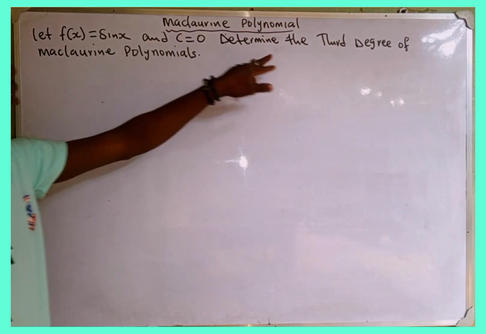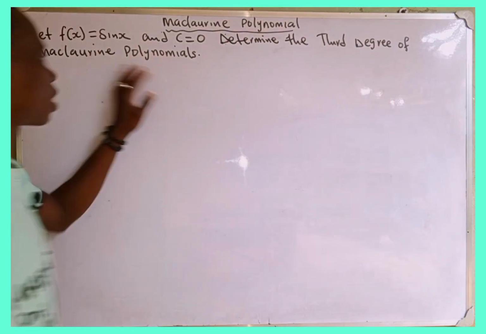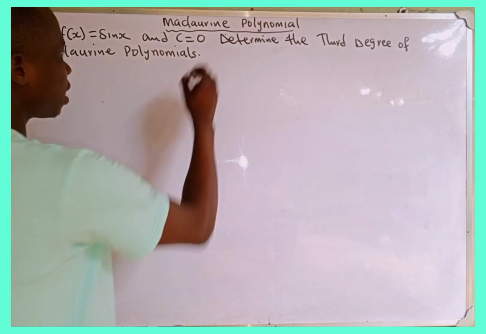The question on the board reads: let f of x equal sine x and c equal 0. Determine the third degree Maclaurin polynomial. So let's get started. Solution.